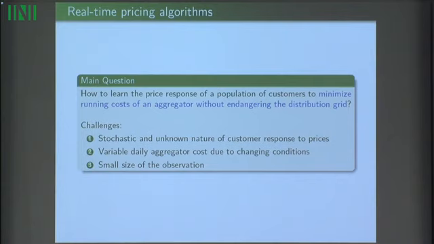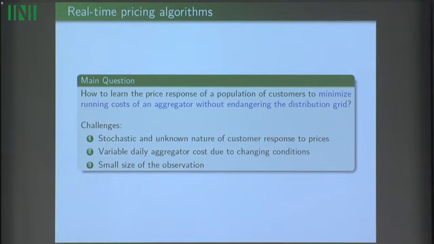First of all, I want to minimize the running costs of the aggregator over a period of time. And why is that? Because over one day I can't do anything. It's an open loop strategy, right? Not open loop, I receive the load one day later, but still.